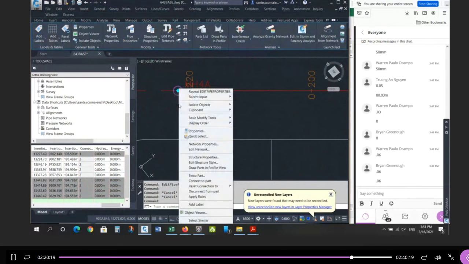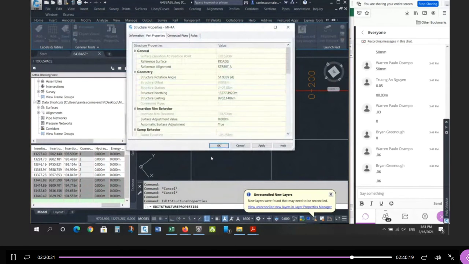Next thing I want to do is get the rim elevation for this one. So structure property. The rim elevation is right here. So take that, 195.590. I'm going to subtract 2.75. And I'm going to subtract 0.15, the pipe size, 150 millimeters. And I get, anybody? What's the start invert of this pipe? Subtract 275, subtract 0.15.